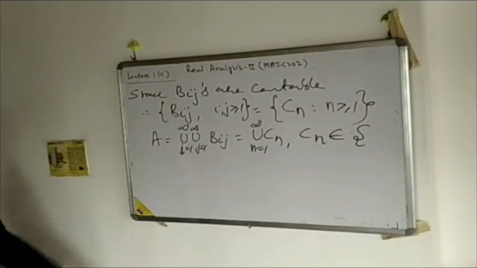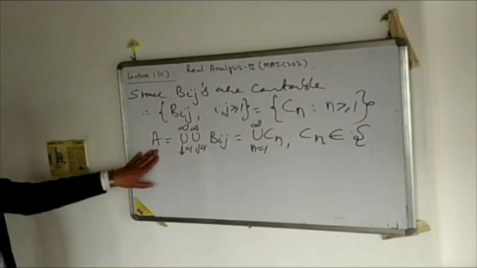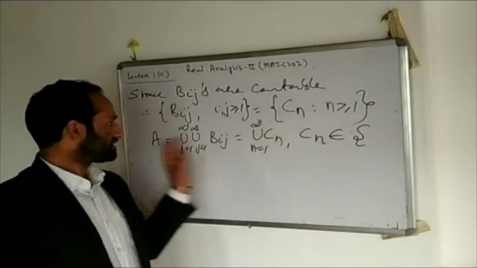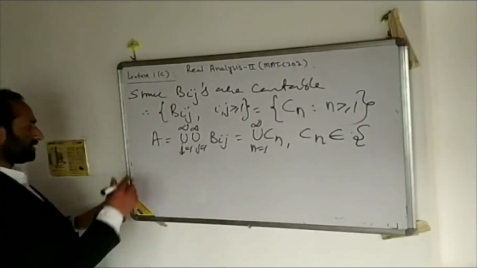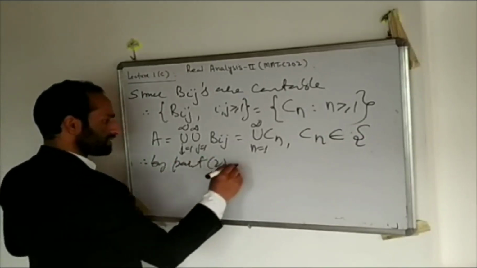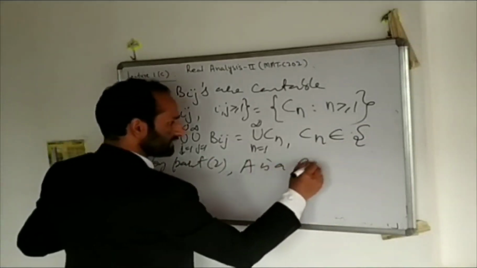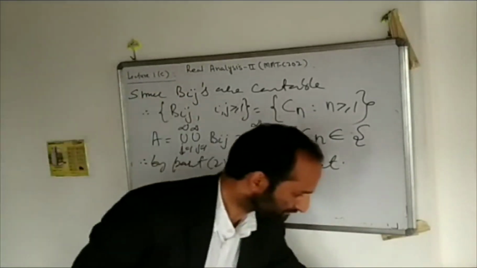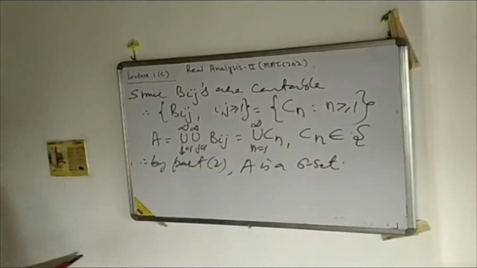So again, by part 2 of this theorem, whenever a set A is equal to a countable union of members of S, then such a set is always a sigma set. So therefore, by part 2, A is a sigma set. So this proves this part.